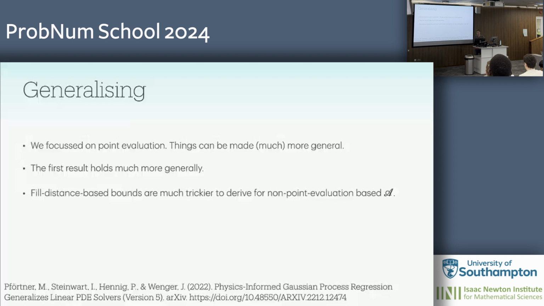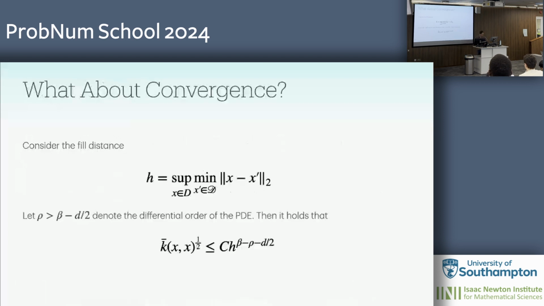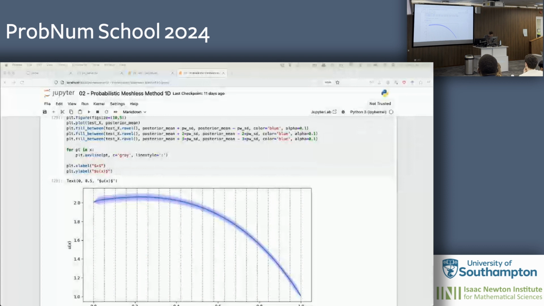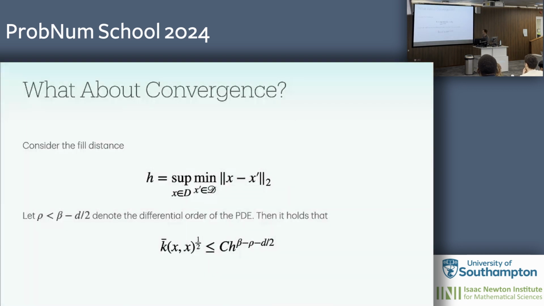Yeah? Can you go back one slide? Rho should be greater than beta minus d, but maybe this equality should be... Yes, thank you, Moto. I think I can just... There we go. Thank you.